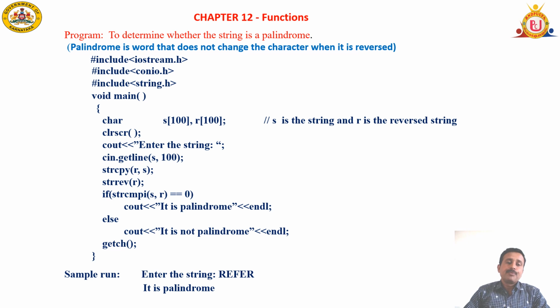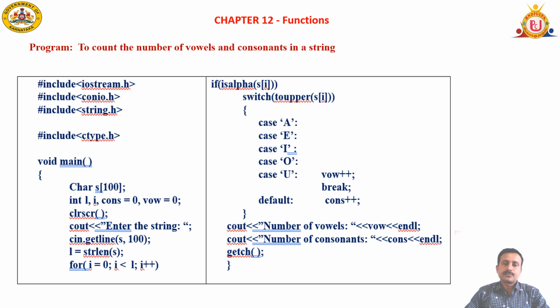Otherwise, while comparing the two strings, if the resultant value is not 0, then it will come to the else part, and it is going to print it is not a palindrome. See in this example, if I give REFER, it is going to give the result as it is palindrome.